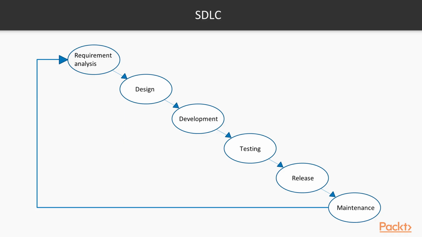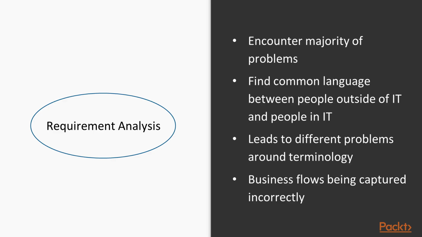Let's take a look at how the software development lifecycle works. Let's take a brief look at the objectives of every step in a top-to-bottom approach. Requirement analysis is where we're going to encounter the majority of the problems. We need to find a common language between people outside of IT and people in IT. It often leads to different problems around terminology and even business flows being captured incorrectly.